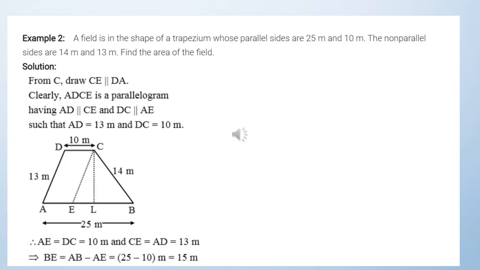So again here the height is not given, so we are going to use Heron's formula. If you remember, in the previous question we constructed a parallel line to the side AD and divided it into a parallelogram and a triangle. So here also we have drawn a line CE parallel to AD, which divides it into a parallelogram, which means AD will be equal to EC, that will be 13 meters, and AE will be equal to DC, that means AE will be 10 meters, and AB here is 25, so AE is 10, so BE becomes equal to 15 meters.